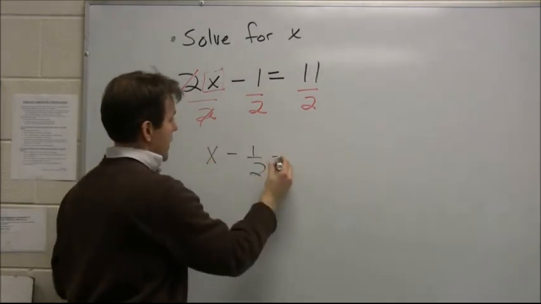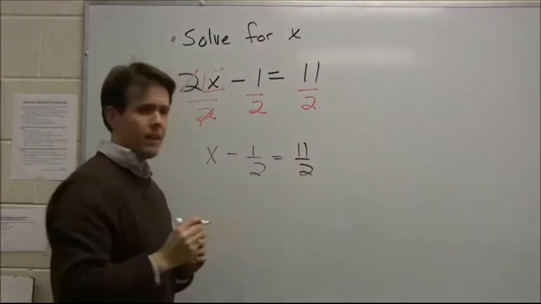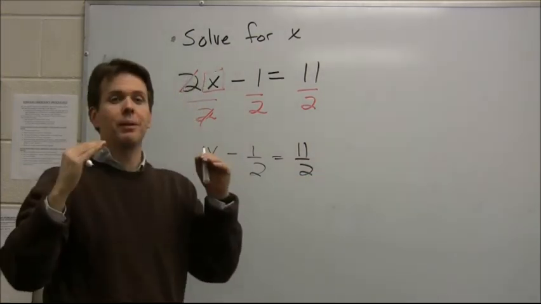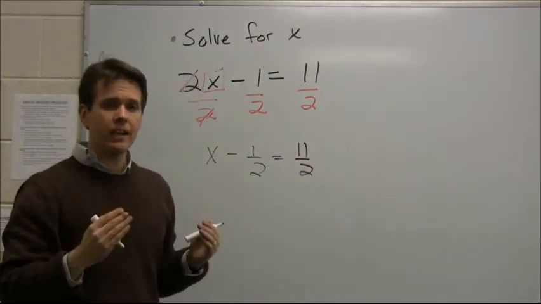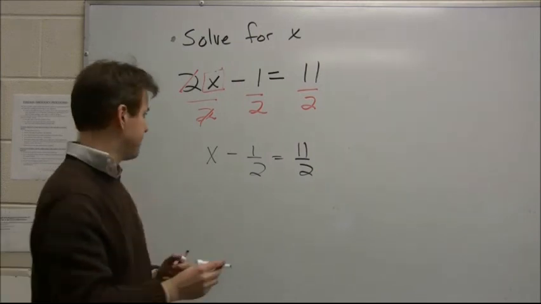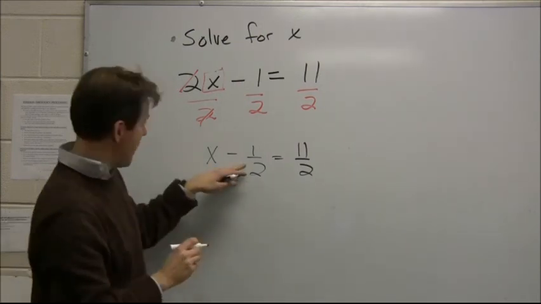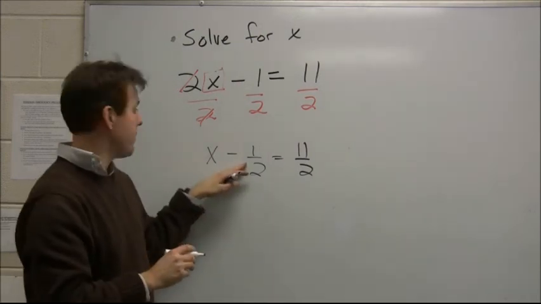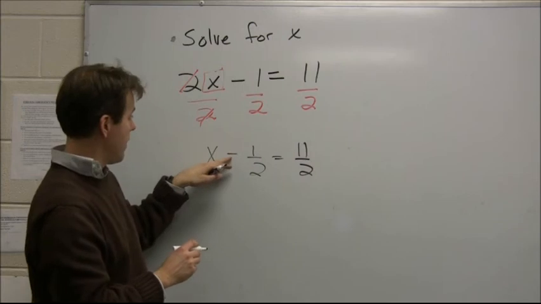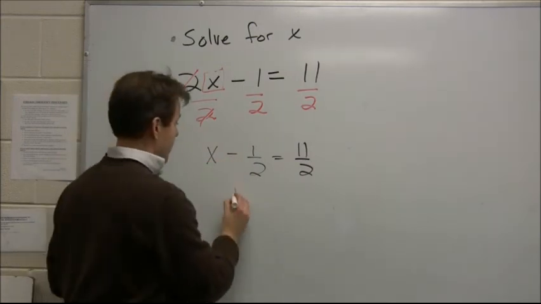So x minus 1/2 equals 11/2. Now already I can sense your blood pressure is going up a little bit, right? If we can avoid fractions, we usually encourage students to do so. Now I've got a minus 1/2 over here. How do I move that? It's connected by a minus. So I'm going to add 1/2 to both sides.